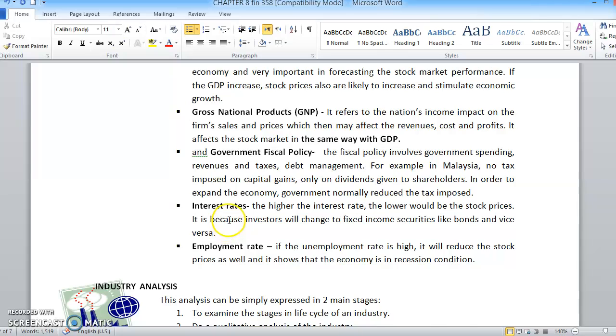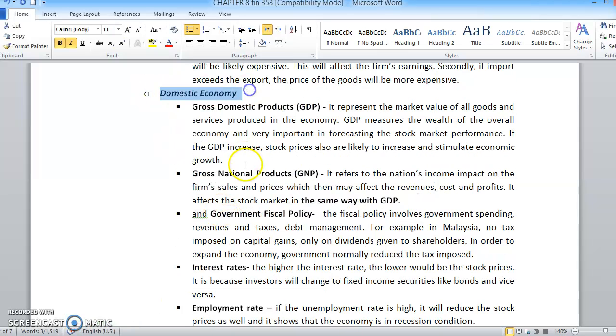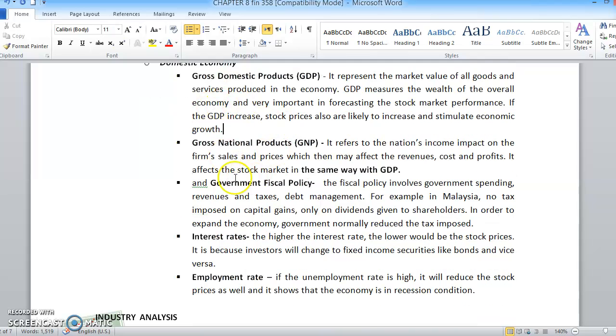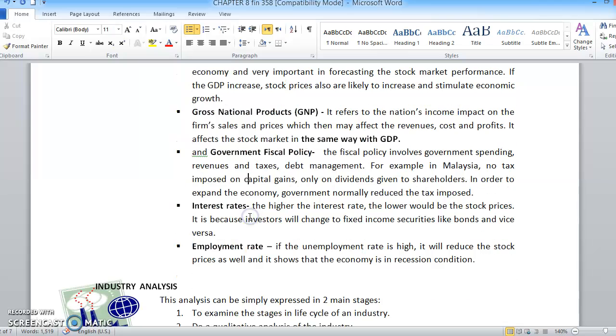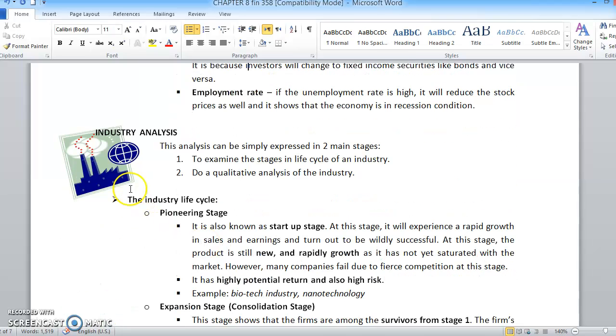So this is about the domestic economy that you can analyze. You can use this as your indicator to expect the next movement of the stock prices. Will it be in a bullish or a bearish condition? Okay, so that is all about economic analysis.